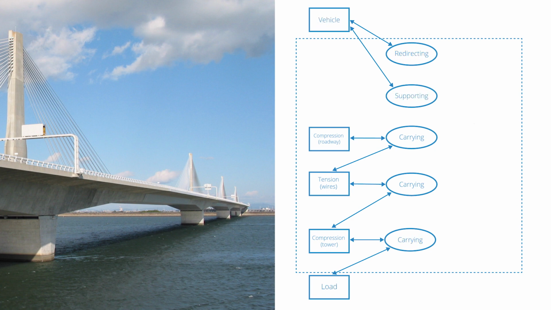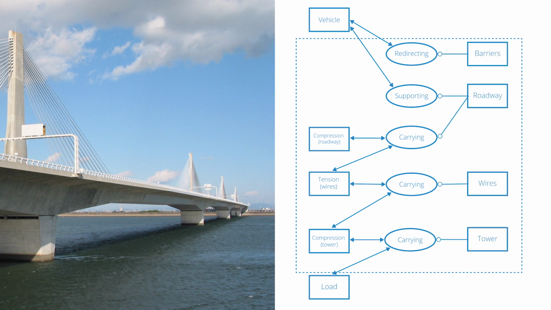The next step is literally to map the elements of form onto the elements of function. And this is done with the instrumental relationship. Remember the round-headed arrow. So now we read this: the barriers are the instrument of redirecting the vehicle, and the roadway is the instrument of supporting the vehicle and of carrying the compressive load in the roadway. So now we have it.